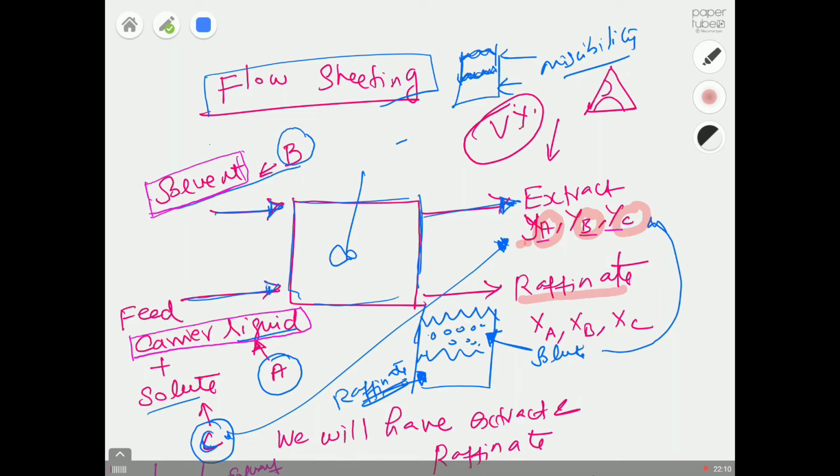And then your raffinate side again contains, obviously, A, your carrier liquid, a large amount of A, and then your concentration of C might have dropped because you already transferred something to the extract side. And then a tiny fraction of your component B, which is nothing but your solvent. So you have these three components on both sides, and for the weight fraction of each of these components, we are going to use some notations. The weight fractions of A, B, C in the raffinate, we are going to use the notation X, and the weight fraction of components A, B, and C in the extract, we are going to use the notation Y.